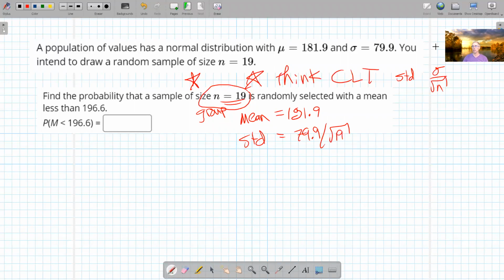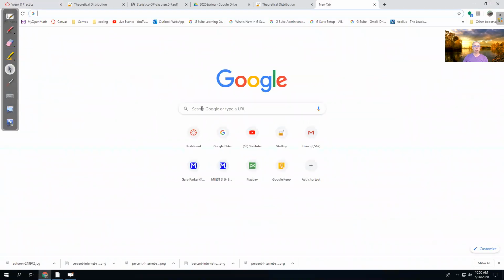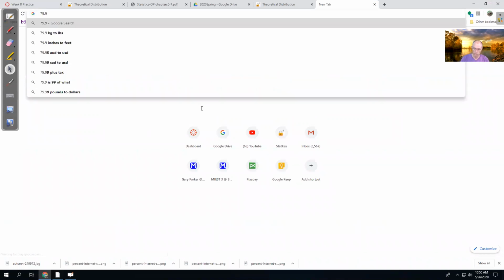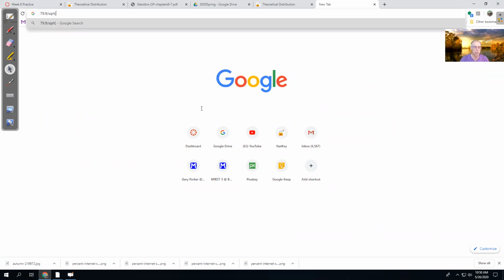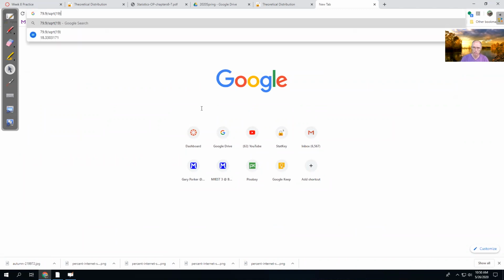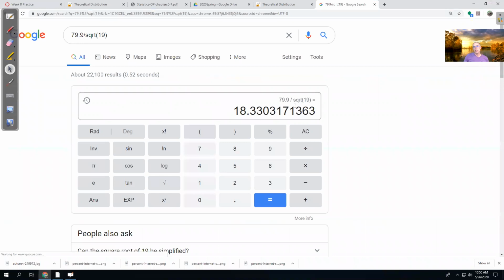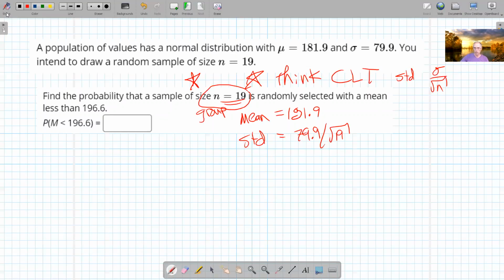So let me do that quick. Calculator. So 79.9 was the old standard deviation. Divide by the SQRT, the square root of 19. And Google says 79.9 over the square root of 19 is about 18.33. All right. So this means I now have a new standard deviation of about 18.33.